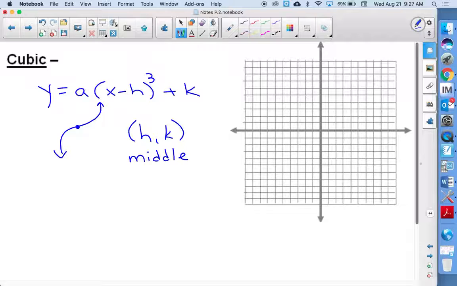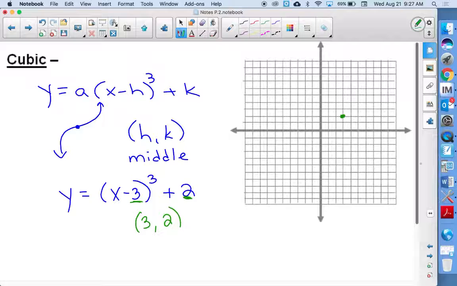So if I use the same exact numbers from above, it was x minus 3, now it's cubed, and then plus 2. Is that what we had? I want to make sure we got the same one. So that 3 and 2 are going to become the middle of the graph this time instead of being the lower point. So go to 3, 2.